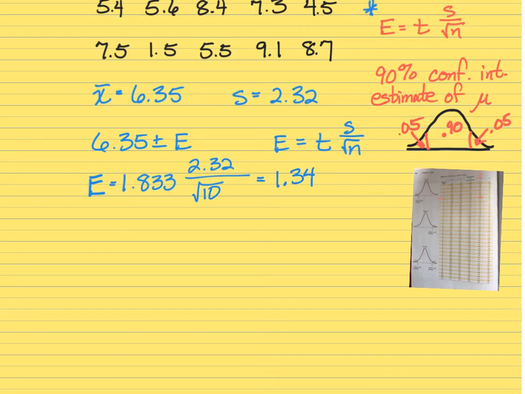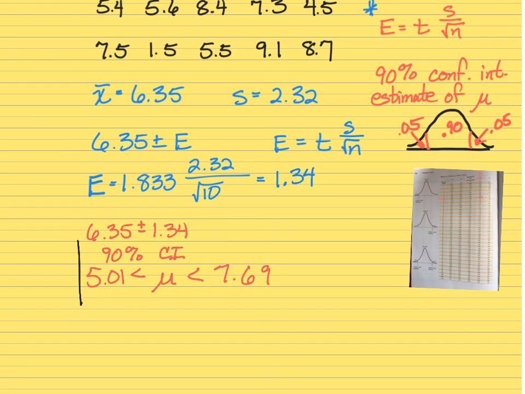So that means we can find our confidence interval by taking 6.35 plus or minus our error. 6.35 minus 1.34 is 5.01. That's going to be the lower bound. And then to find the upper bound, you add 1.34 to 6.35, which is 7.69. And this is our 90% confidence interval right there.